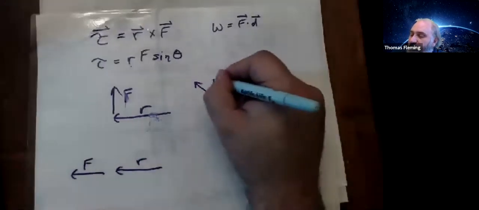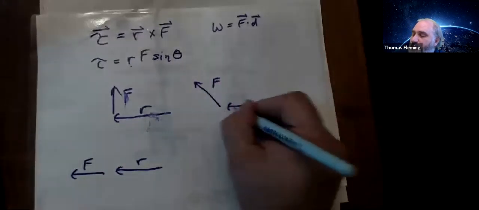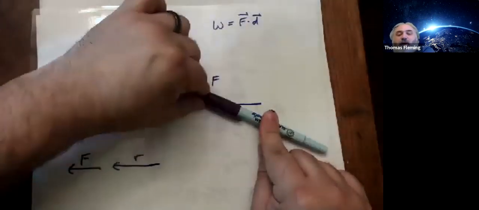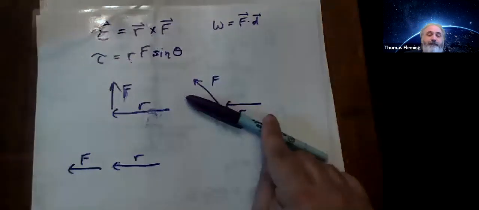If I were to pull diagonally this way, I'll get torque, but not as much. Because now the angle between this and this is that angle there, which is non-zero. I get a number between 0 and 1. So that was the big concept that we introduced in Chapter 9, this concept of torque. And it mattered not just how hard you pulled, but also where you pulled.